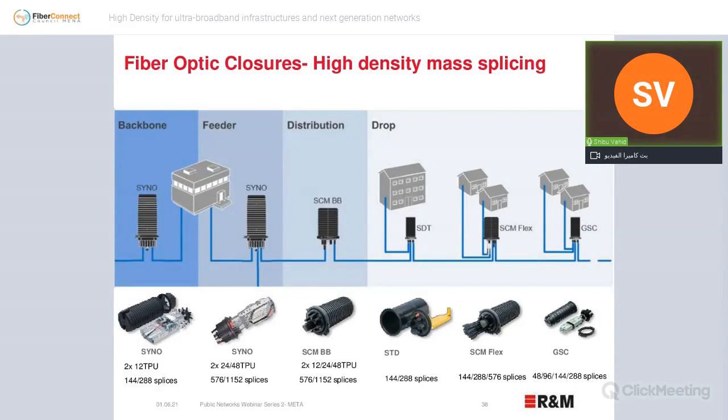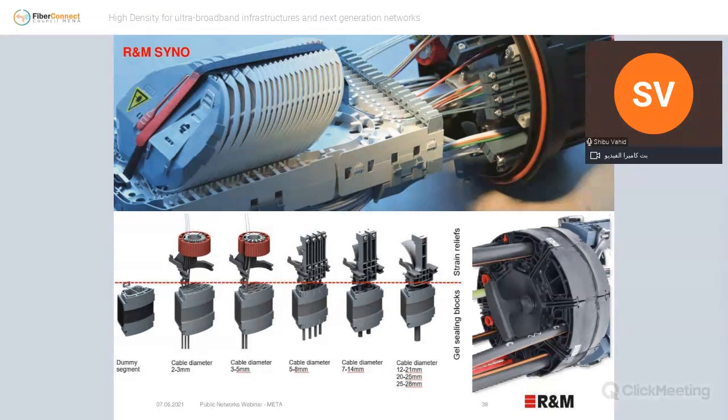Now, when it comes to the closures, this is another point where we have to consider that high density application is very crucial. I mean, there are a lot of manholes wherein you have to bring multiple fiber cables into it and then distribute them to various different locations. And this requires a high density fiber, sometimes 1,000 plus fibers to be spliced in a closure.